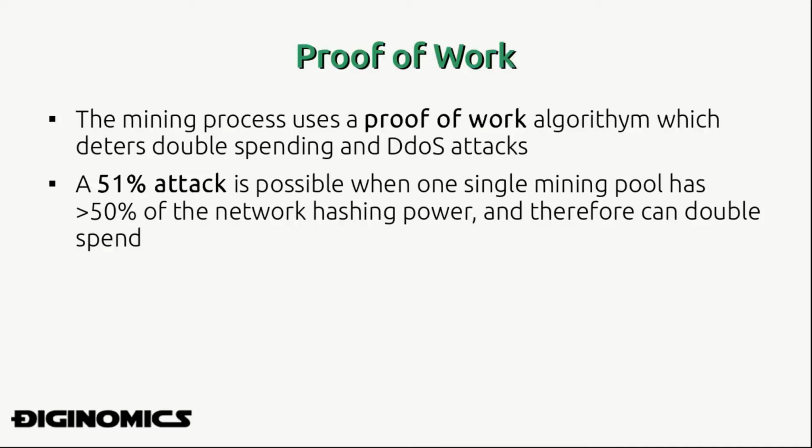A 51% attack is only possible when one single mining pool comprises over half of the network hashing power, and can therefore double spend their money and be a dishonest node, essentially compromising the integrity of the Bitcoin network. Several times on occasion, mining pools have come close to owning 51% of the network hashing power, and oftentimes they actually voluntarily disband some of their hashing power in order to stay under 50%.